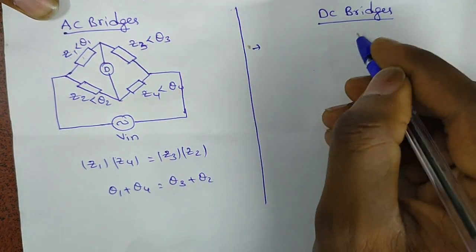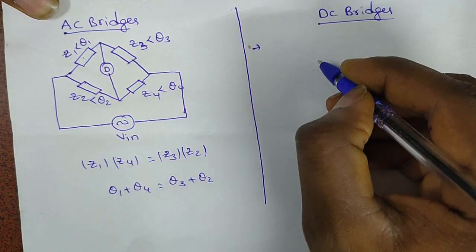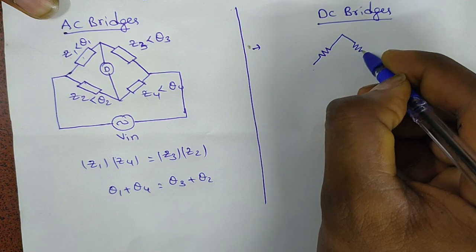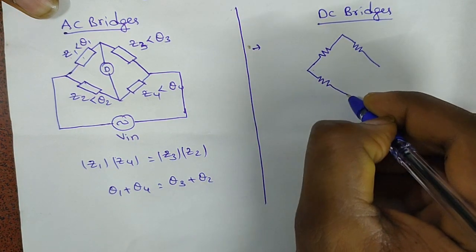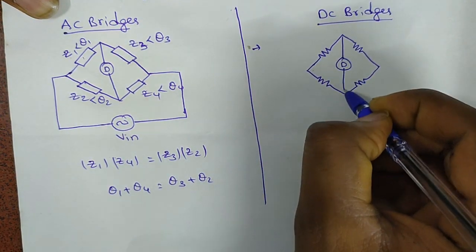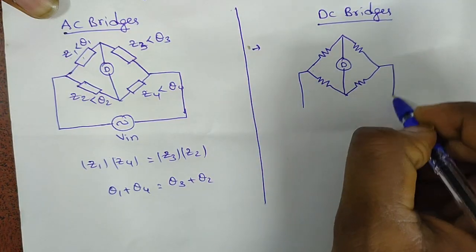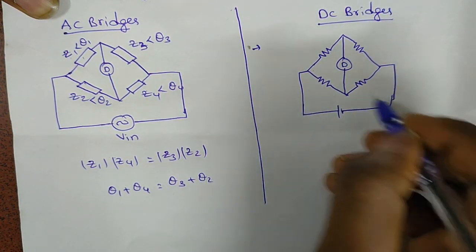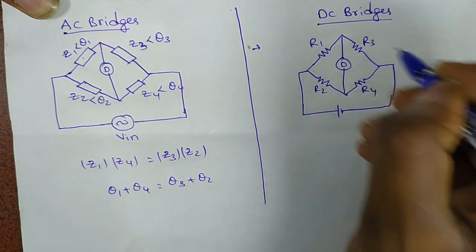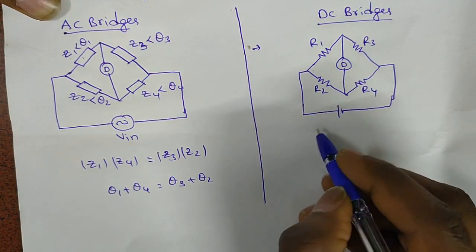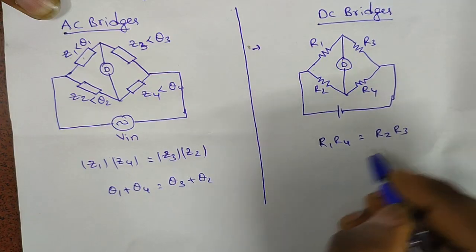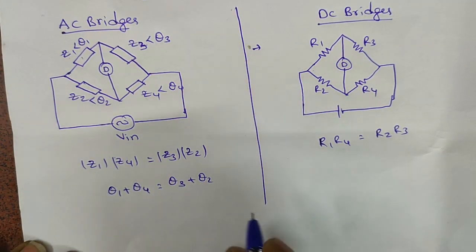Similarly, for DC, there will be only resistor circuits. A detector, R1, R2, R4, R3. For this bridge, the balancing condition is R1 into R4 is equal to R2 into R3.